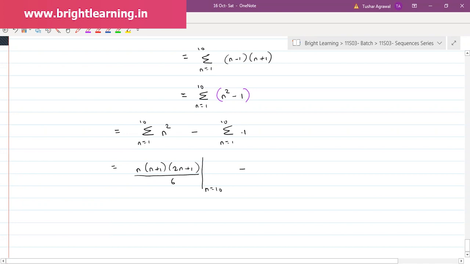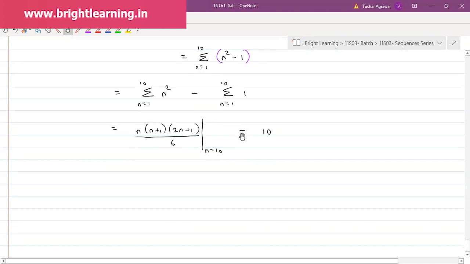Subtraction, summation of 1, n varies from 1 to 10. Whether this value will be equal to 10, the second summation, yes or no? 1, 1, 1, 1, 1, 1. How many times it is added? It is added 10 times. So just substitute the value: 10 multiplied by 11 multiplied by 2n plus 1, that is 21, divided by 6, subtraction 10. So this turns out to be equal to 375.